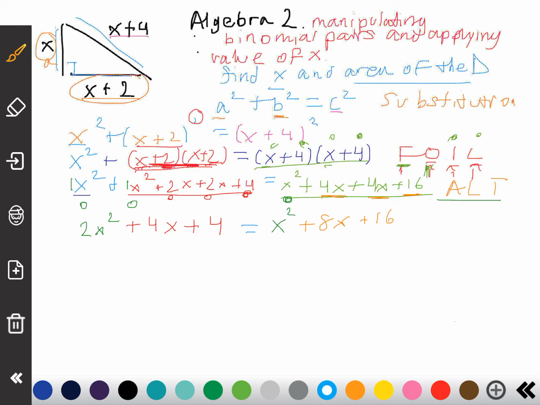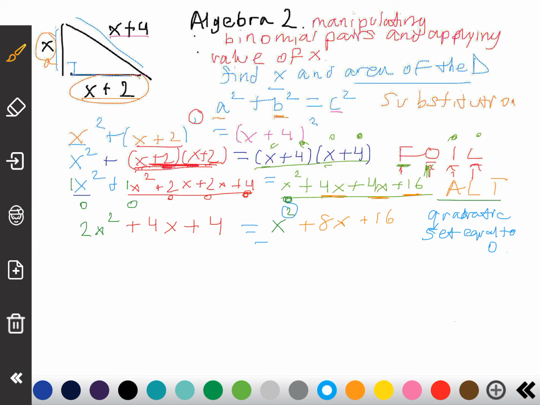Great, up to this next step, something that you should be able to take into regard is that we have an x squared, we have an x, and then we have a constant. This is considered a quadratic. So we need to somehow push everything to one side and set it equal to 0.